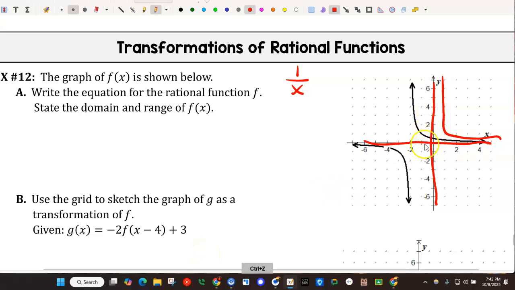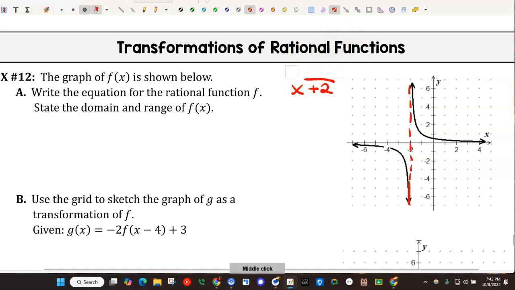So compared to what's on the page here, we can see that it's really just moved over 2 to the left. Usually this is on 0 with 1 over x. It just moved over, so that changes the graph a little bit. And since we're moving in the x direction, instead of having just x, we're going to have x plus 2. So 1 over x plus 2 is our function. Notice how it's a different sign because it's involving x. So that's the equation that we have.